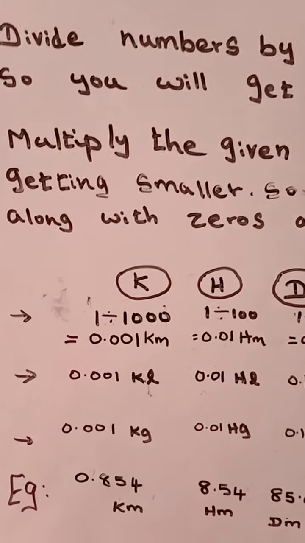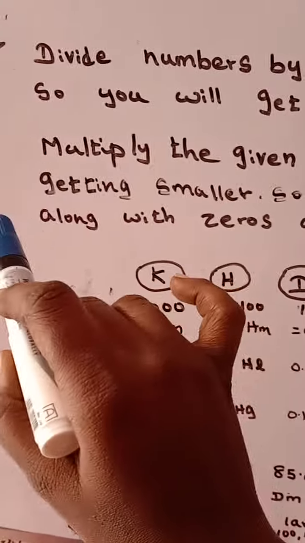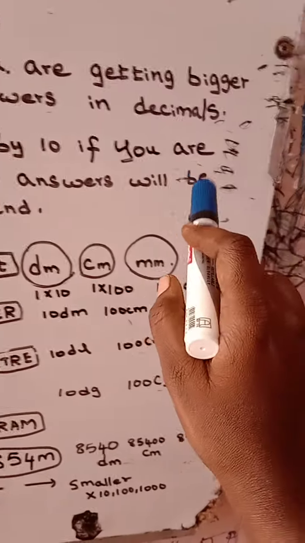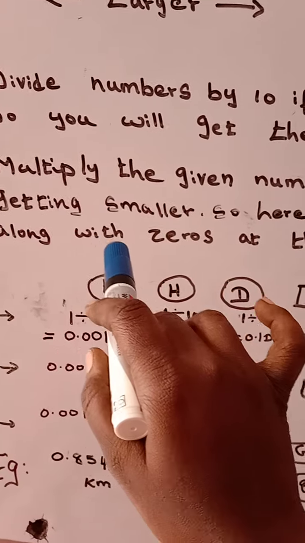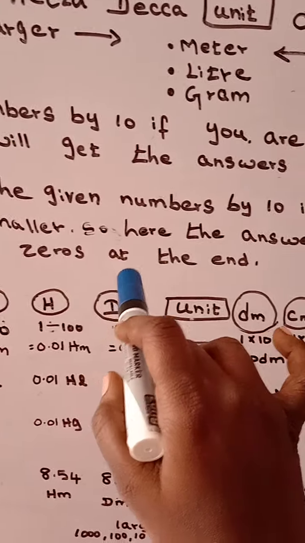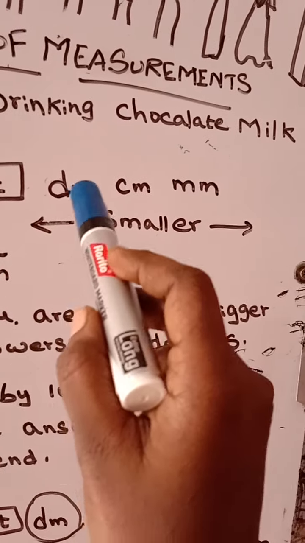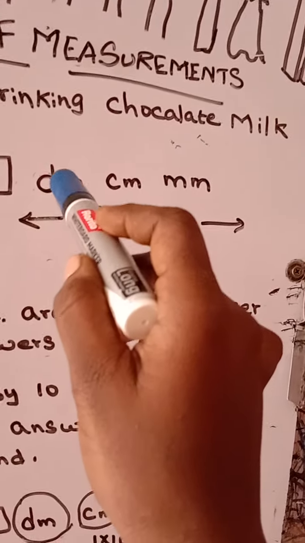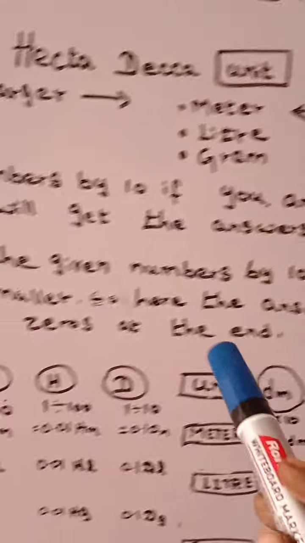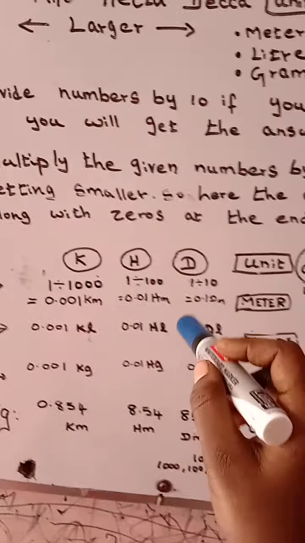Then the second point you have to remember is multiply the given numbers by 10 if you are getting smaller. Okay, you have to multiply the given numbers by 10 if you are getting smaller. So here the answers will be along with the zeros at the end. Okay, so say for example the given unit is meter. You will have to multiply the same with 10 in case of deci, 100 in case of centi and 1000 in case of milli, so that the answers you get will be added up with the zeros at the end.